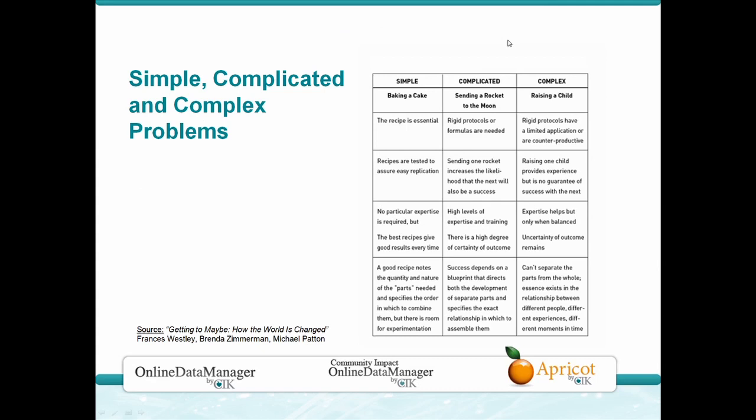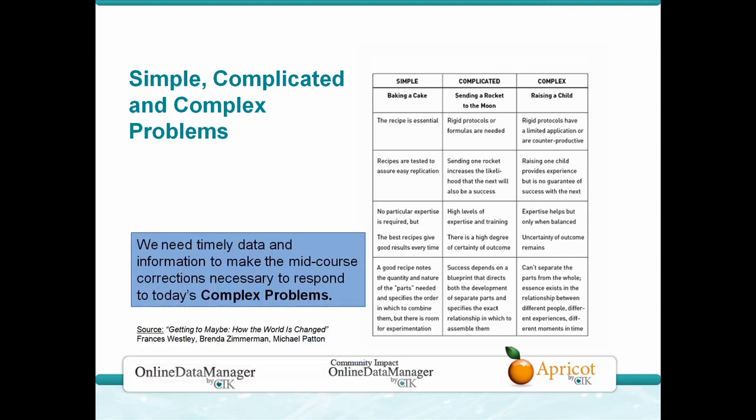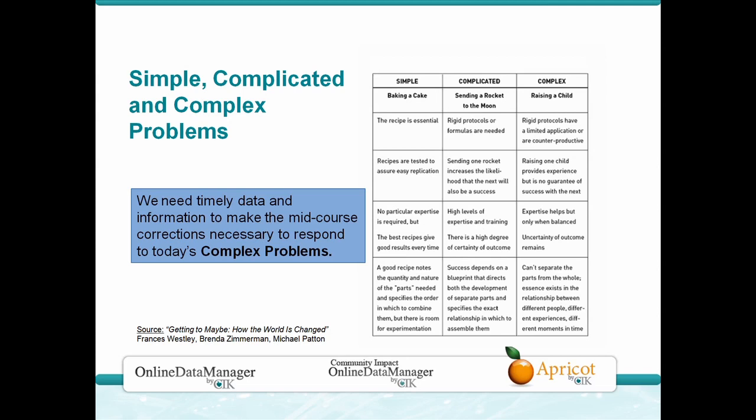So moving on to another key piece, from a book called Getting to Maybe, where they talk about the difference between simple, complicated, and complex problems. I talked about this last week, but for those that are new today, this is really important, because this is how the importance of timely data to make the mid-course corrections necessary dealing with complex problems. Simple problems, baking a cake, simple recipe, simple ingredients, you get a cake. Complicated is sending a rocket to the moon, but it's still a recipe. It's just a complicated recipe, but all the variables act the same way, so you can get to the moon if you follow the plan.